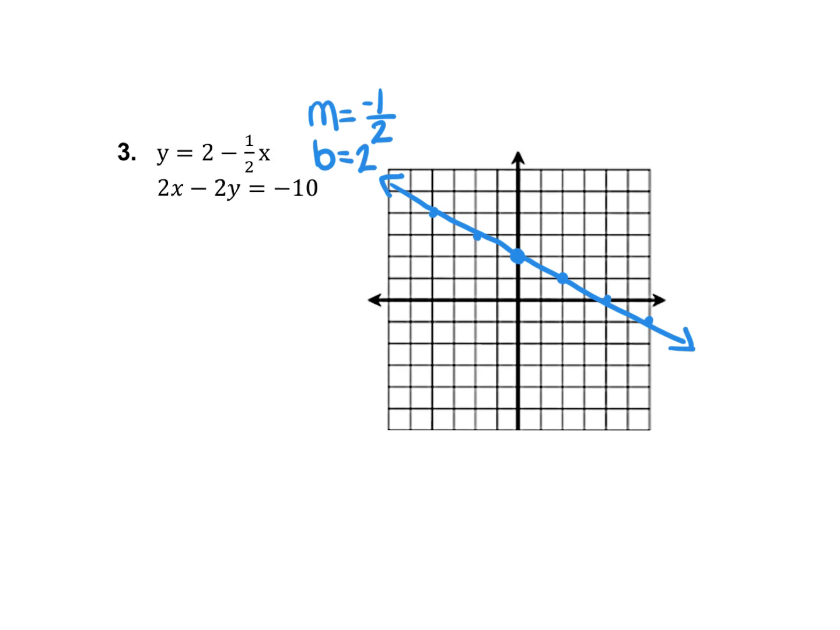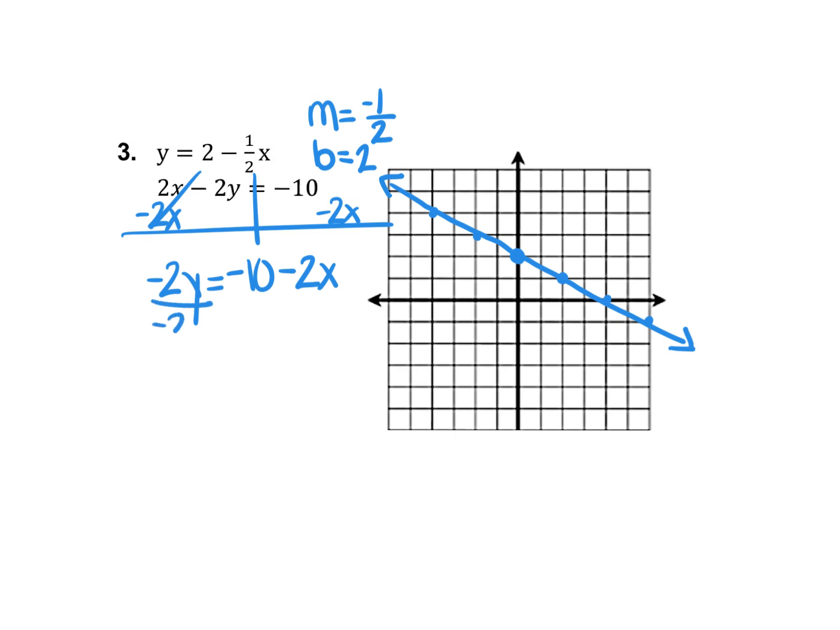All right, well now notice this one is in what we call standard form. We need to solve for y here. So we're going to start by subtracting 2x. All right, now we want to isolate that y, so we're going to divide by negative 2.